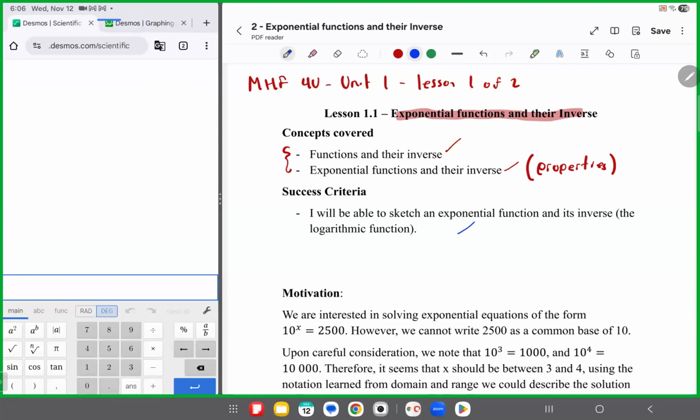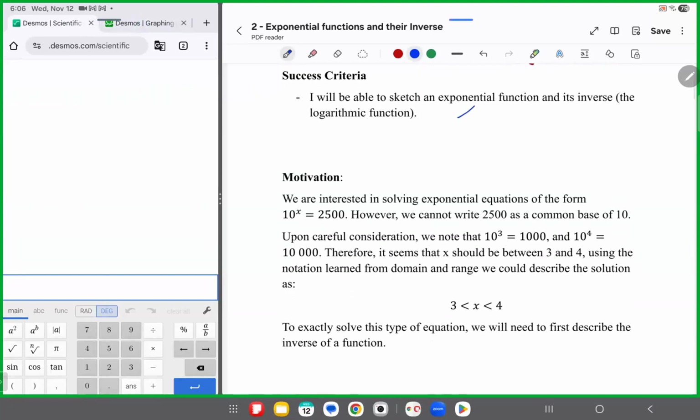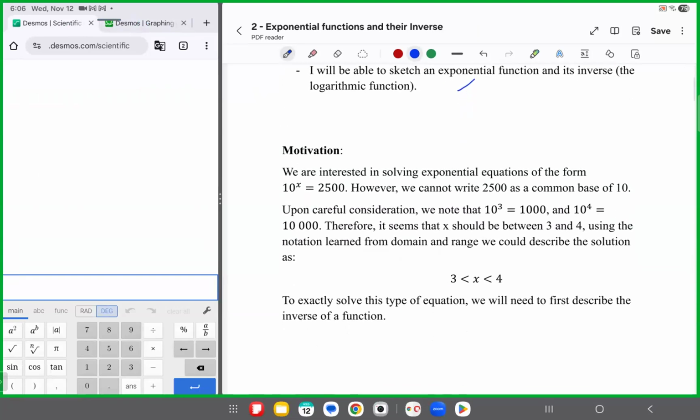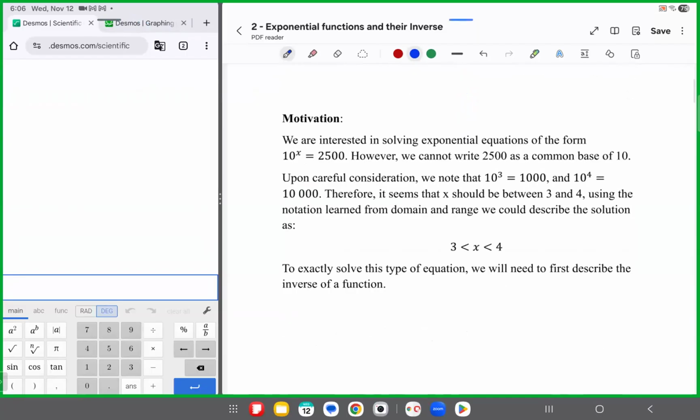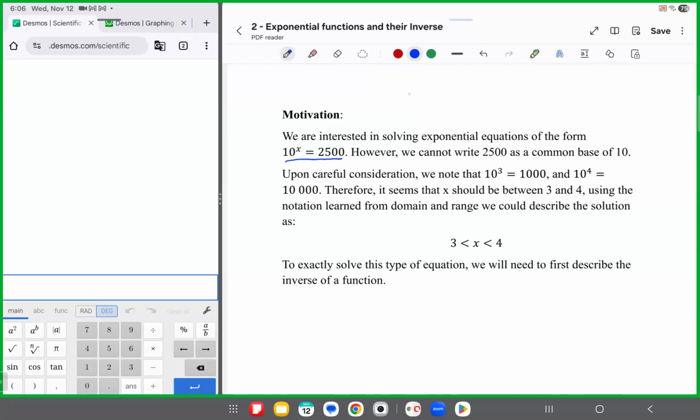So why are we interested in the inverse of an exponential function? Well, in general, it's useful because we're going to be able to solve equations of the form 10 to the power of x is equal to 2500. And there's nothing special about, say, 10 to the power of x. The special part is that previously we might have looked at how to solve equations like 2 to the power of x is equal to 8, and then realized that 8 is the same thing as 2 to the power of 3, which implies then that x is equal to 3.